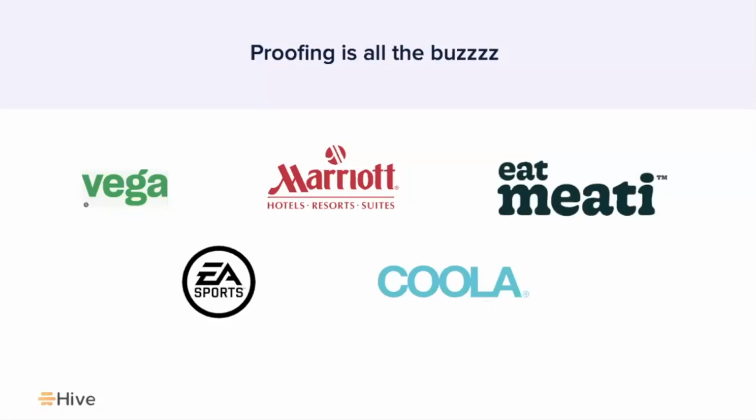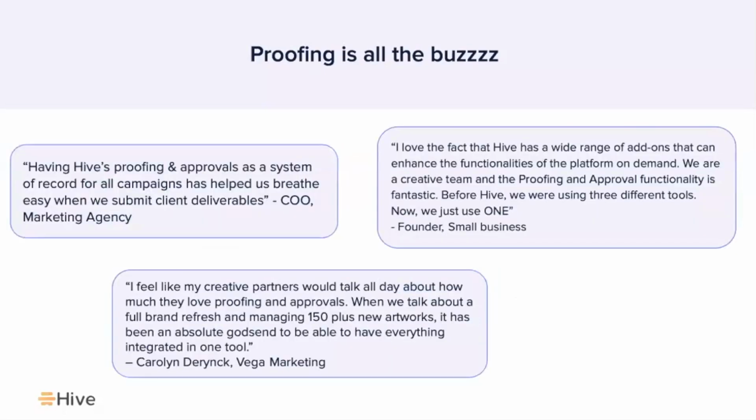And then before I get into a little bit more about proofing, we have some great quotes, one from Vega, which said, "I feel like my creative partners would talk all day about how much they loved proofing and approvals. When we talk about a full brand refresh and managing 150 plus artworks, it has been an absolute godsend to be able to have everything in one tool." So there are some other quotes as well that really highlight proofing and approvals' ability to streamline everything in one place, which I love.